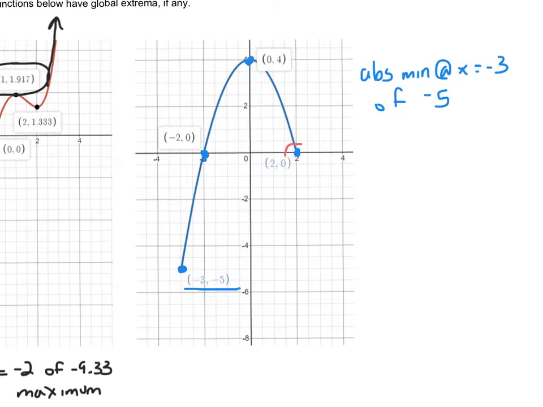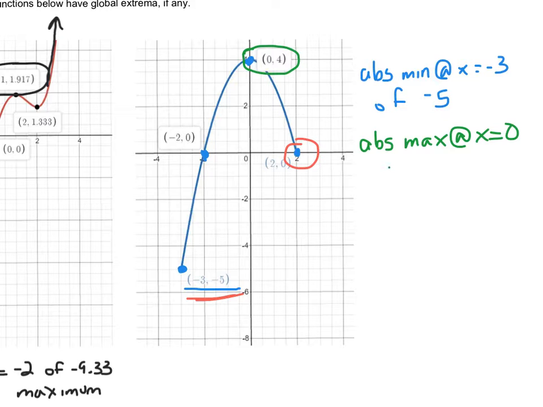You see this point is at the bottom of the right side of the parabola, but this point definitely has a smaller y value. Now if we look at the maximum, the max I think is pretty clear. It's at the top of this hill, at (0, 4), because there are no y values above it. There's no graph above it. So this has an absolute or global max at x equals 0, and that's going to be of 4.